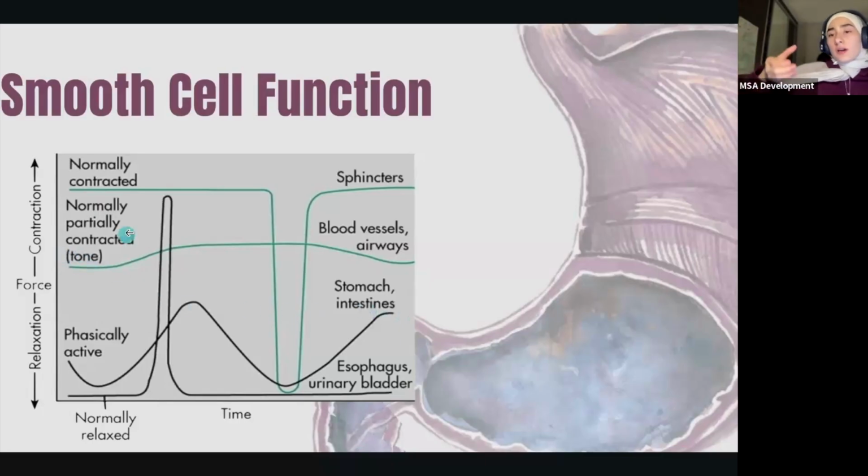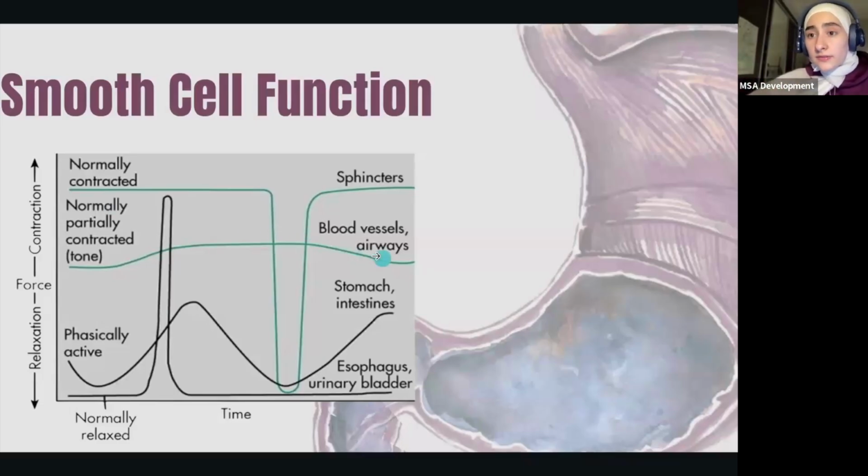You have ones that are normally partially contracted. So you have the cell, it's not fully contracted, but it's not fully relaxed. And you see this in your blood vessels or your airways. And the reason you want this is because your blood vessels hold your blood in. I'm not going to go into detail about this, but just know that your blood vessels are not too relaxed, because if they're too relaxed, it's going to cause your blood pressure to drop, and it's going to cause a million other problems. But if it's too constricted, like if it's constantly closed, then you're obviously not going to have blood flow. So your blood vessels are partially contracted.